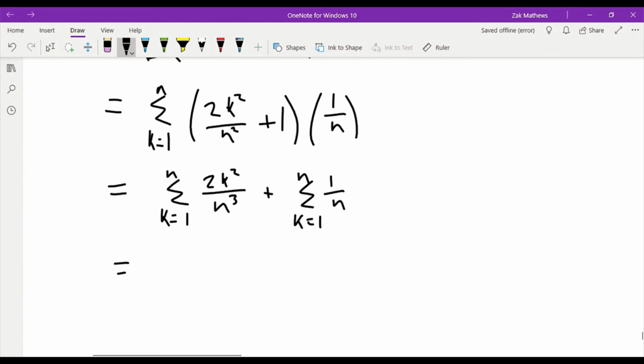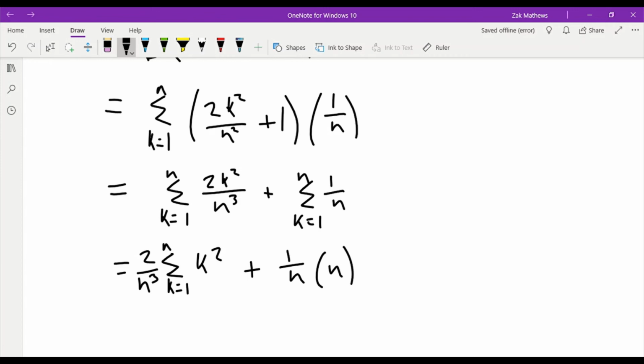Now in the first one, we can pull the 2 over n cubed to the front because that is just a constant. And so we have left in our summation the k squared. And then the second one, well, that is just a constant inside the summation. And so remember what our rules say for that. If we have just a constant, we just multiply it by the n. So we'd have plus 1 over n times n. So that one's very easy.